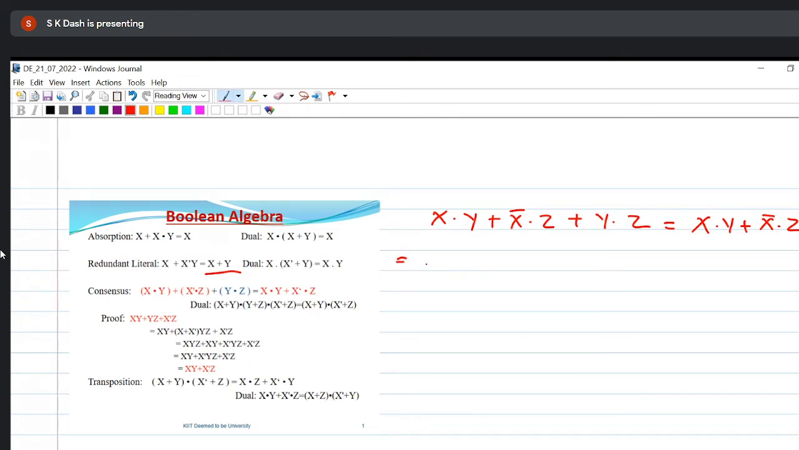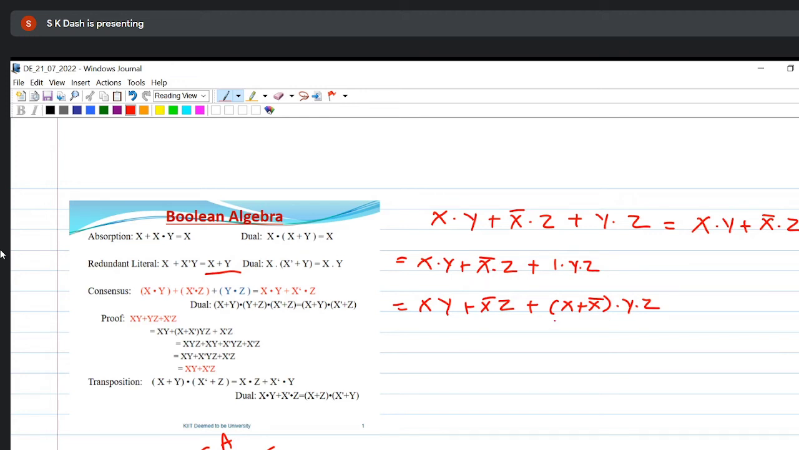Now can I write like this: x dot y plus x bar dot z plus, in place of yz, 1 dot y dot z? Is it okay? Because we know that a dot 1 is a only. So in place of yz, I can write yz dot 1. Now in place of 1, I can write a plus a complement, since a plus a complement is equal to 1. So in the next step, I will write it with respect to x: x plus x bar dot y dot z.